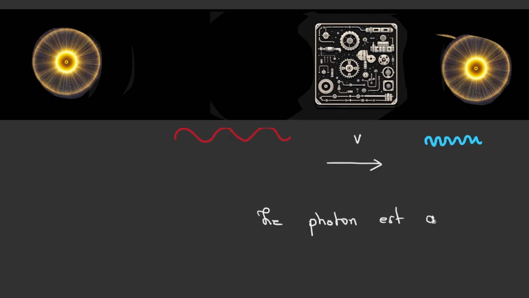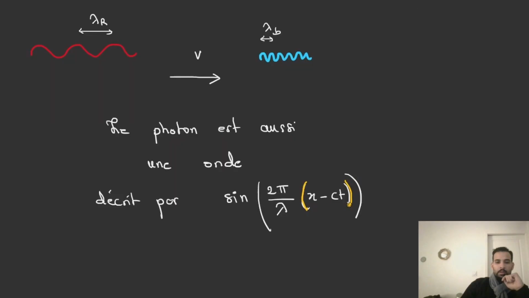Now let's associate a specific wavelength with each photon. The blue photon will have a wavelength that we denote as λ_b, and the red photon will have a wavelength that we denote as λ_r. Since, according to quantum mechanics, the photon is described by the wave-particle duality, we can also associate it with a sinusoidal propagation function of the form sin(2π/λ (x − ct)), where x − ct represents the argument responsible for the wave's propagation to the right.